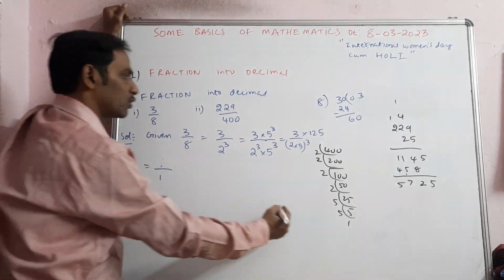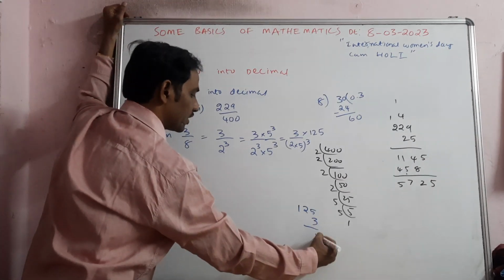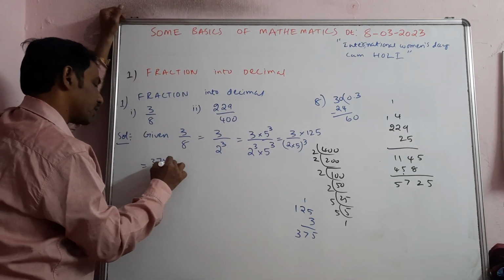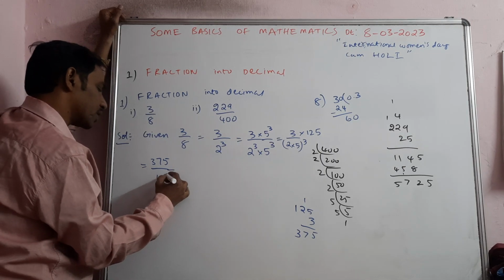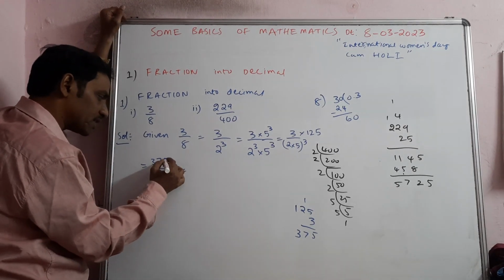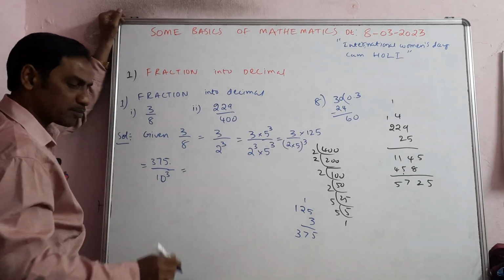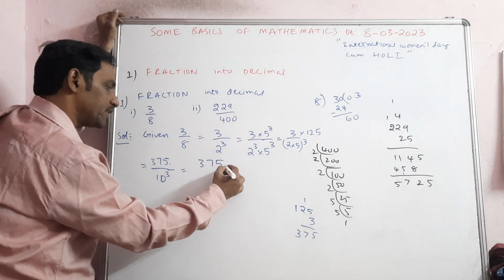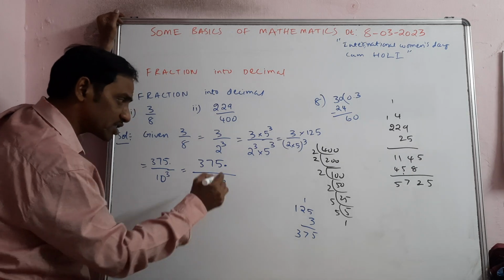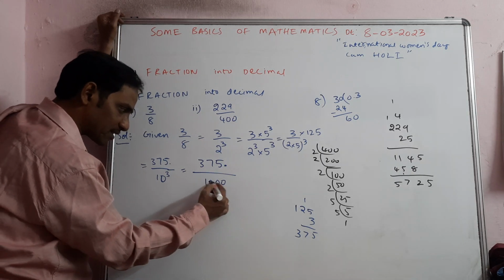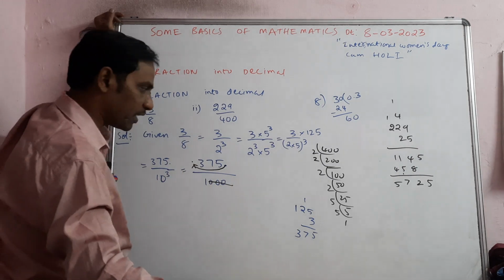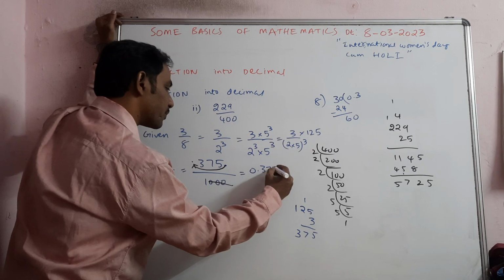What is 125 times 3? 3 fives are 15, 3 twos are 6 and 1 carried is 7, 3 ones are 3: 375 you got. Now 375 you take, and down you take 1000, or 10 cube. Since 10 cube means 1000, the point will shift. 375 means the point is here. This point will shift 3 digits to the left, meaning if you cancel these 3 zeros, you shift the decimal 3 digits to the left. So the answer will be 0.375.